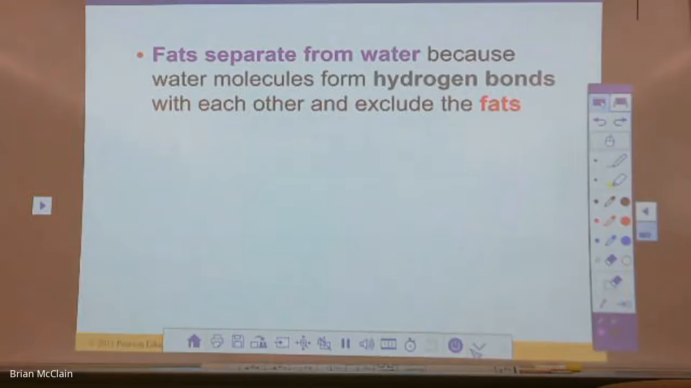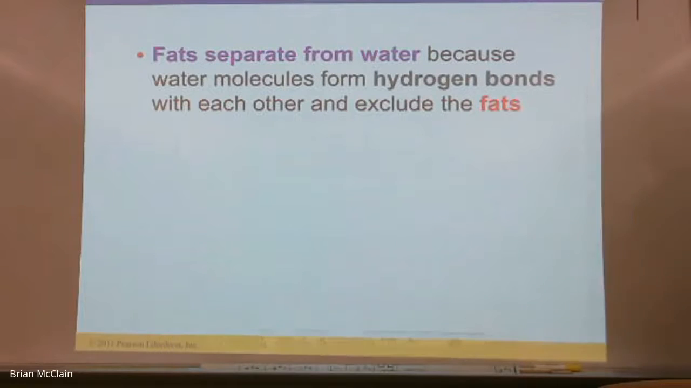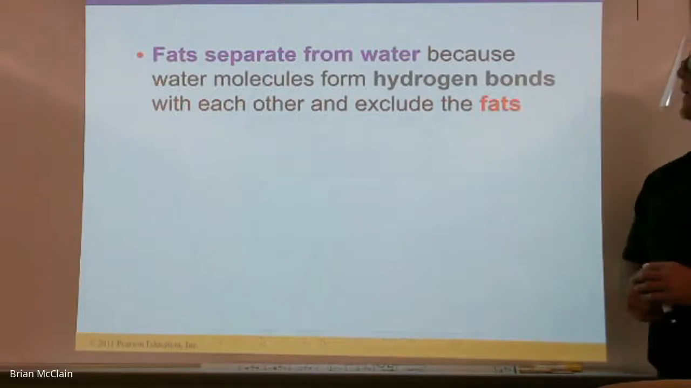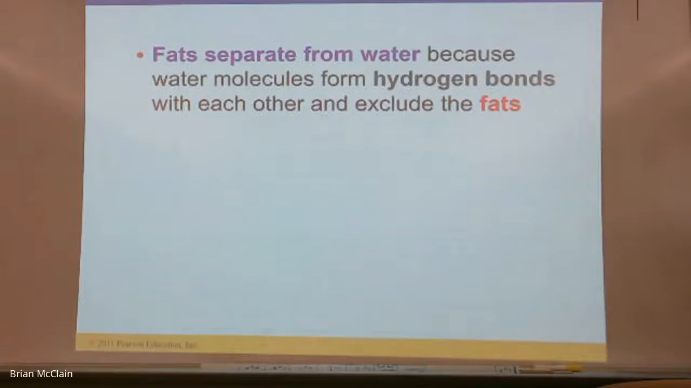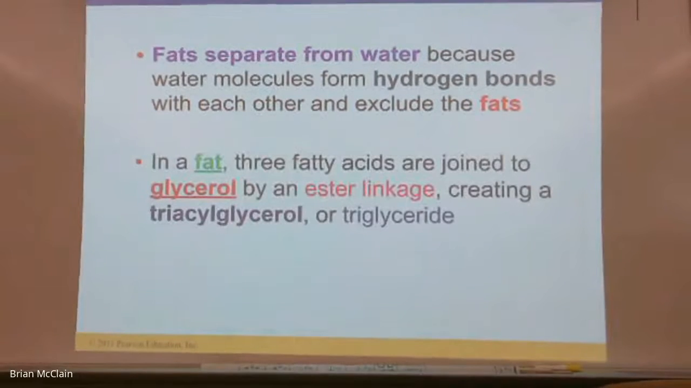So it's telling us fats are going to stay separated from water because the water molecules form hydrogen bonds with each other, and fats are not able to be compatible with that. We also mentioned that a fat is going to be 3 fatty acids with a glycerol and an ester linkage, creating a triglyceride, or sometimes referred to as a triglycerol.